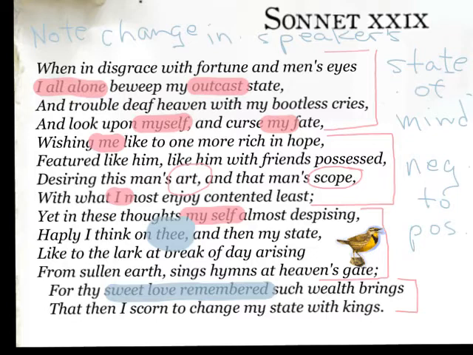Let's look at our poem, and we're going to follow along with our little pointer. Our little pointer says, when in disgrace with fortune and men's eyes, I all alone beweep my outcast state, and trouble deaf heaven with my bootless cries, and look upon myself and curse my fate. That's my first quatrain.